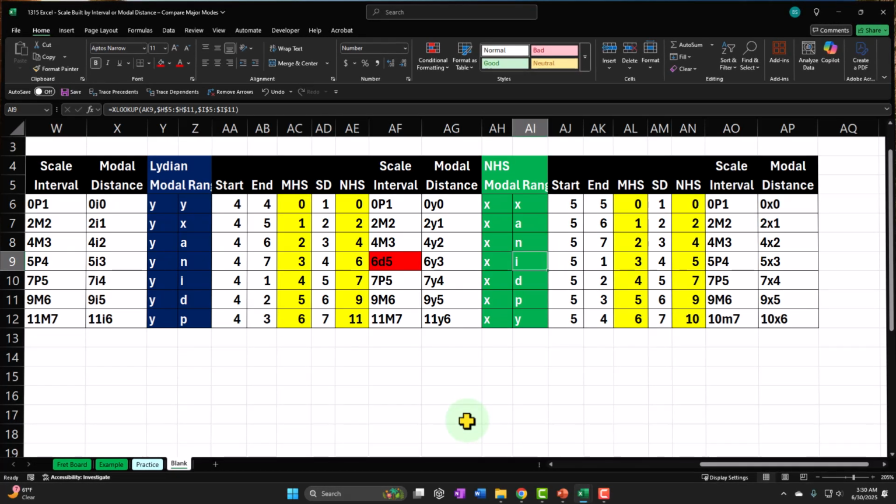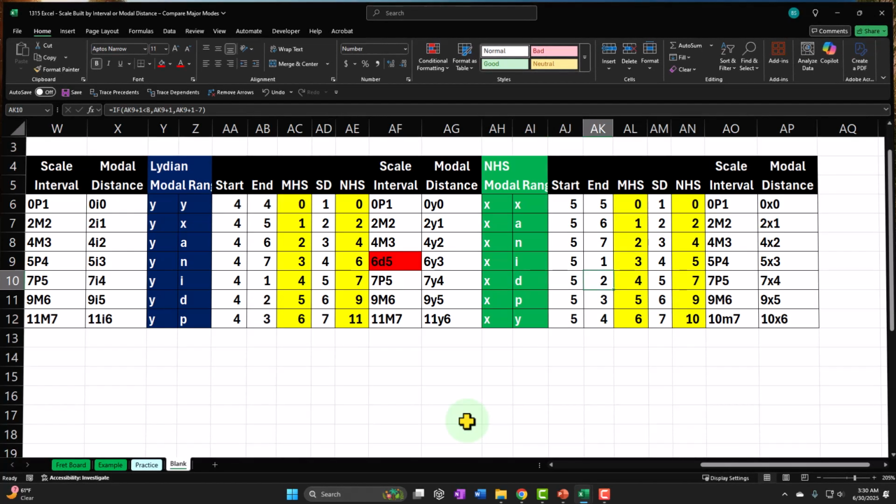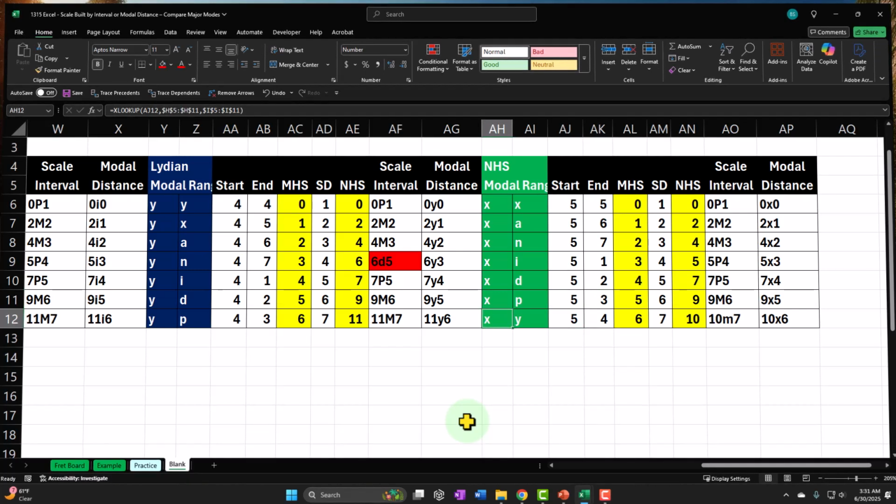So mixolydian to Ionian, which is a 5-1 modal range, mixolydian to Dorian, which is a 5-2 modal range, mixolydian to Phrygian, which is a 5-3 modal range, and mixolydian to Lydian, a 5-4 modal range.